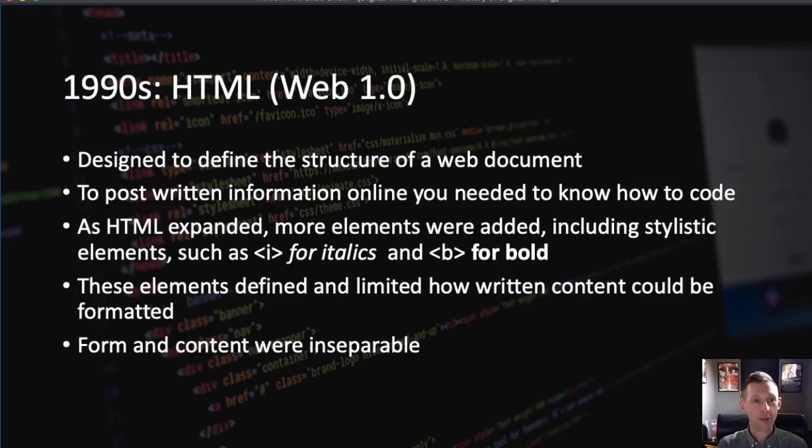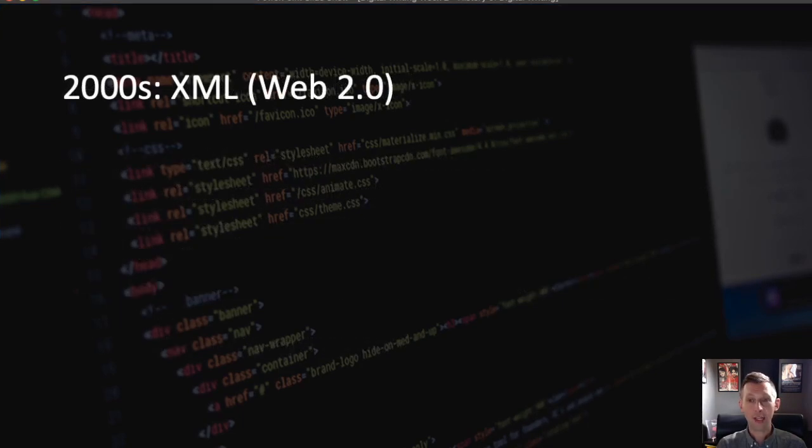Now, that all changed round about the turn of the millennium, and that was driven largely by a change in the way websites were coded. And this is when something called XML came in, and it has a loose term, Web 2.0. So the reimagining of the web, if you like. Now, this had a real big impact on what we could do with written content and indeed other kinds of content online.